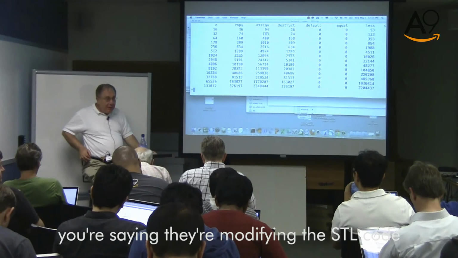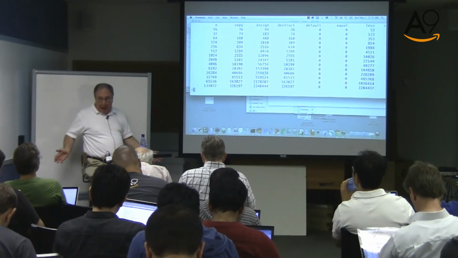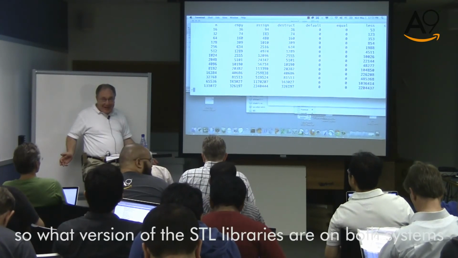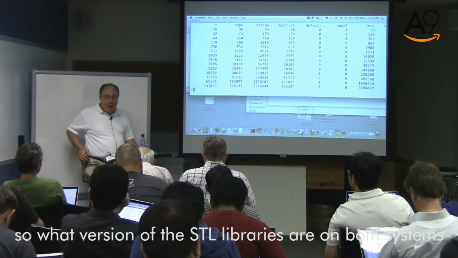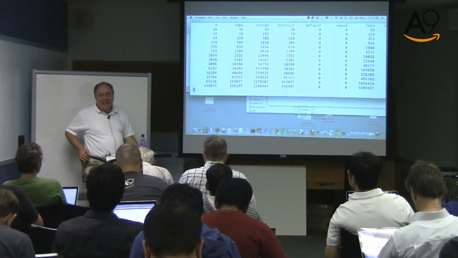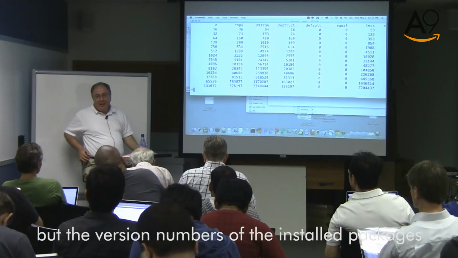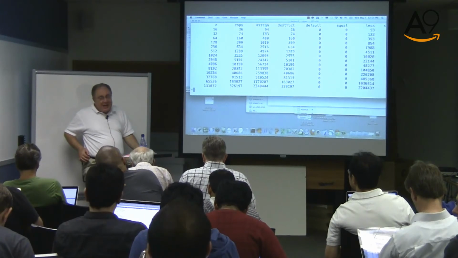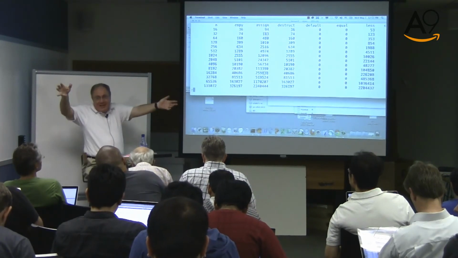You're saying they're modifying the STL code? How else would you explain it? So what version of the STL libraries are on both systems? There is no such thing. There would be version numbers of the installed packages. Yeah, there's some version, but these are different code bases. Anybody runs Windows here? He has Linux numbers, and your numbers match his Linux numbers?